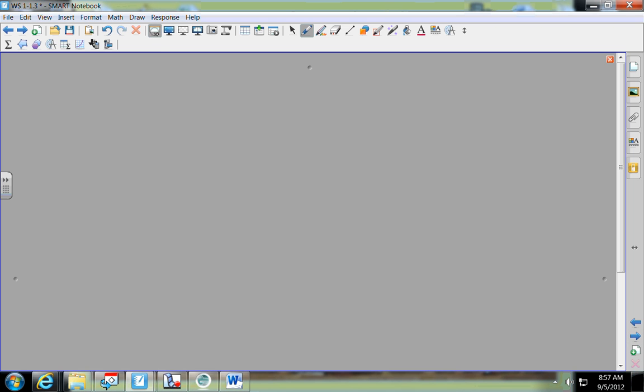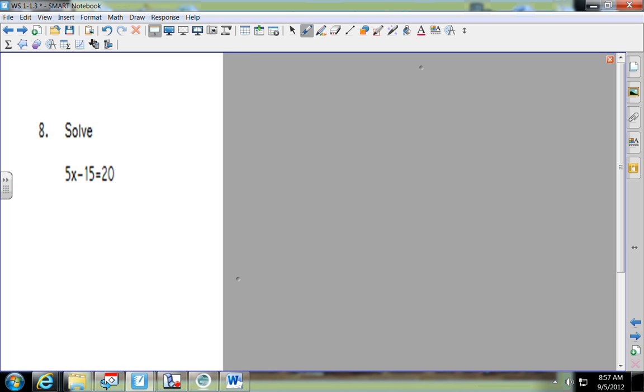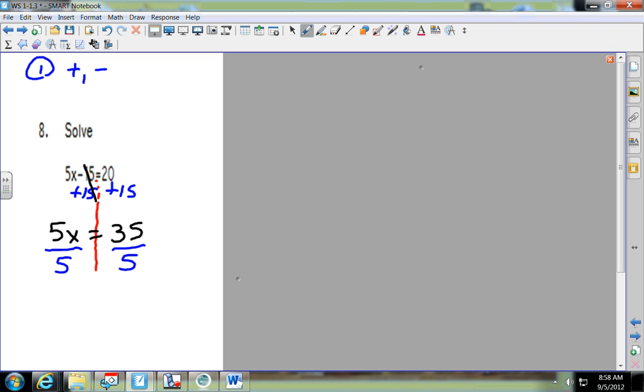Next, they want us to solve these. So let's take a minute. If you're at home, pause the video and solve this equation. I'm going to draw my dotted line. I need to get the x by itself, so the first thing I'm going to do is addition and subtraction if it's there. This says minus 15, so I will add 15 to each side. These cancel, and I get 5x equals 35. You can divide by 5. X equals 7.